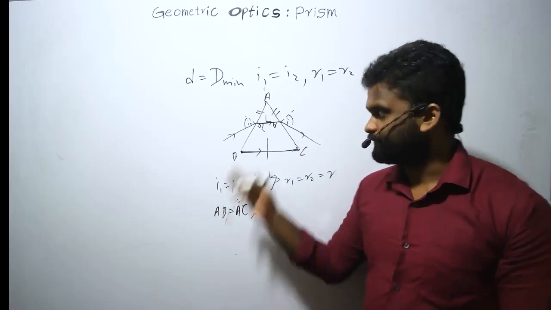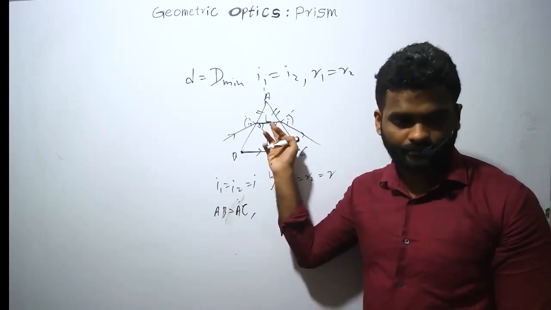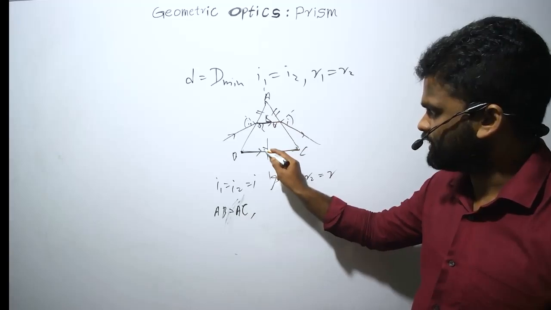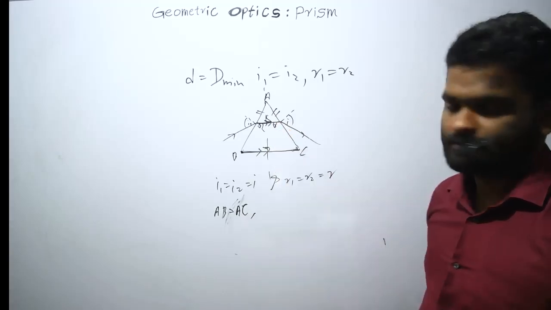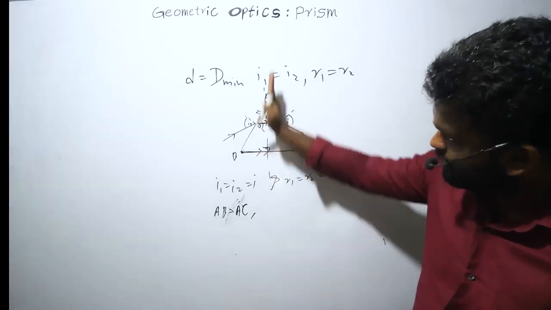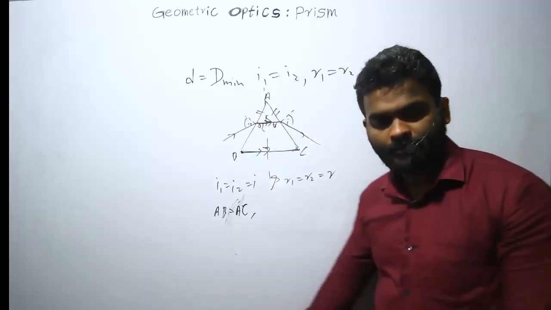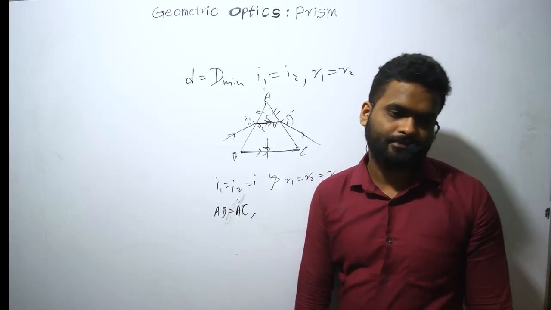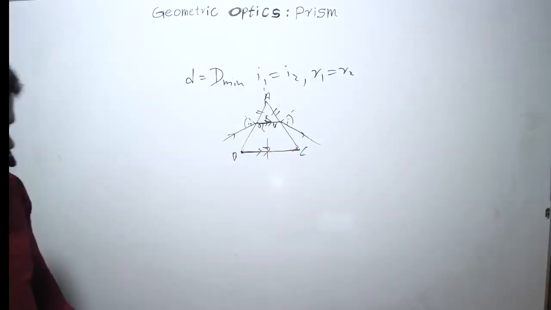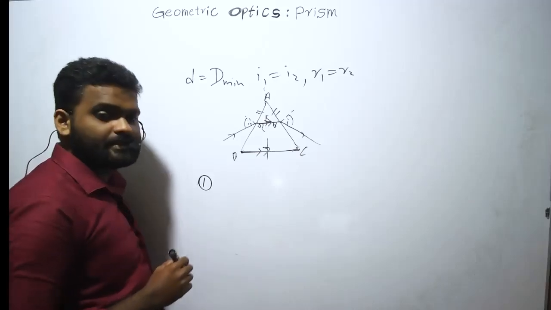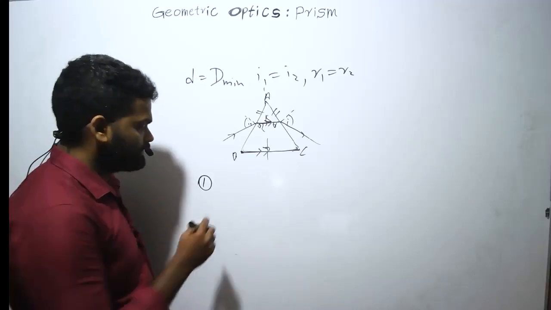Okay, draw this one. This one and this one are parallel, right? And it is symmetrical around this axis. So those things happen at the minimum deviation. Then there are these things you need to understand.